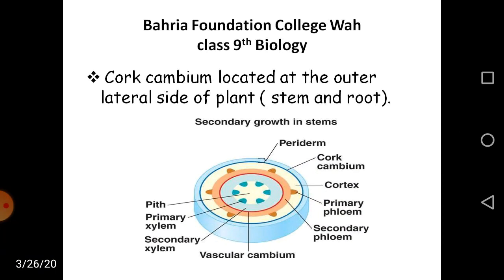The other type of cambium or lateral meristem is cork cambium. Cork means the outer layer of the stem. As it is present near the outer layer of the stem, it is named cork cambium. In this diagram you can see that the outer layer of the stem is shown by a light blue or sky blue color, and inside this sky blue color there is a blue line. This blue line shows the cork cambium. Cork cambium is located at the outer lateral side of the plant.